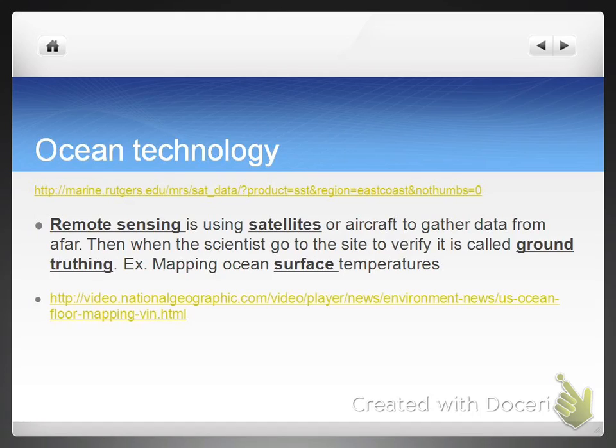Remote sensing is another important tool used in studying the ocean, and remote sensing is where we use satellites to gather data, or it can be aircraft, but primarily satellites, and then some of the most important data they take about the oceans is surface temperatures and how the temperatures of the ocean are changing and how they follow currents within the ocean. And when the scientists then go to the actual site, which has been mapped, that's called ground truthing. You go to verify the data that the satellite has collected.